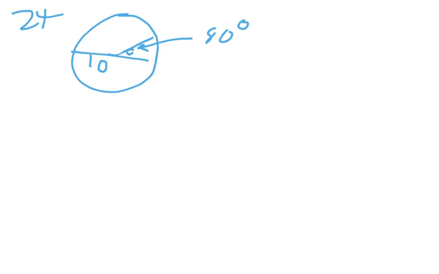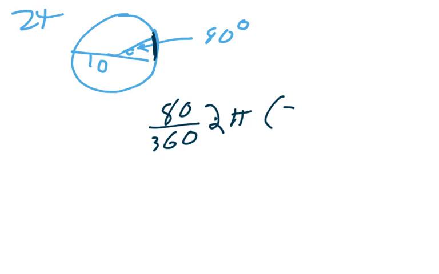In problem number 24, we're trying to figure out how far it is around here. I should probably make this a different color. And since we have 80, we're not using the whole circle, so we put that out of 360 degrees times 2 times pi times r, because 2 pi r is the circumference of a circle. And so when we have 80 over 360 times 2 times pi times 5, we get the answer of 6.98 inches.